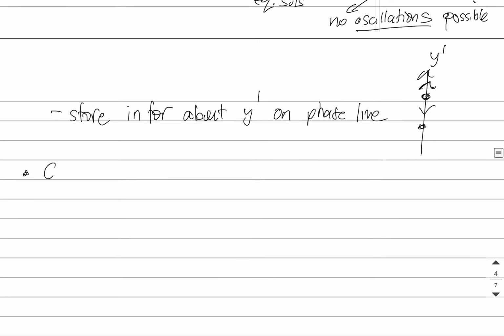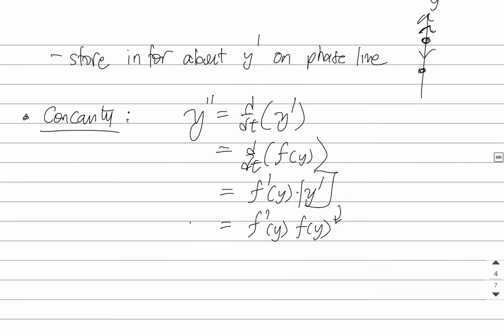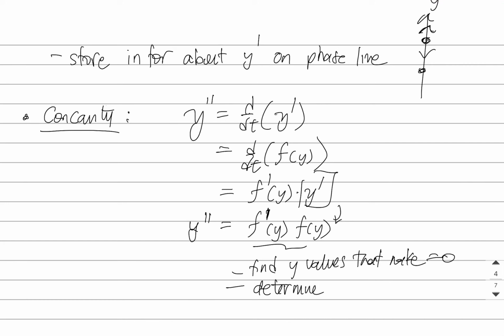And finally, we can go ahead and assemble some information about concavity. Remember that concavity is related to the second derivative. And the second derivative means you've got to differentiate the first derivative, which means you've got to differentiate this right-hand side, which by the chain rule is going to give you this, which then by the differential equation itself gives you that. So the second derivative is related to the product of f prime with f. You can find y values that make this equal to 0, and you can determine the regions of concavity of your solution.